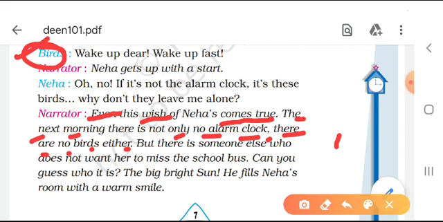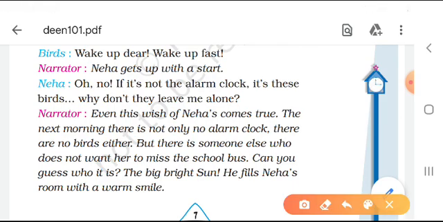But now, he's saying, but there is someone else who does not want her to miss the school bus. So now, if there are no alarm clocks and no birds, there is a new thing, and the new thing is that someone is there who does not want her to miss the school bus. It means except both things, alarm clock and birds, there is another thing who does not want Neha to miss her school bus. Next line, can you guess who it is?